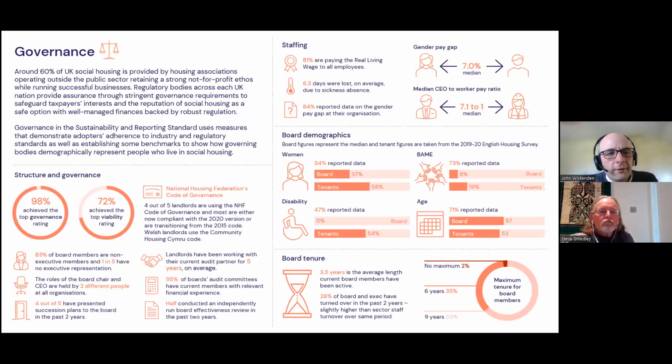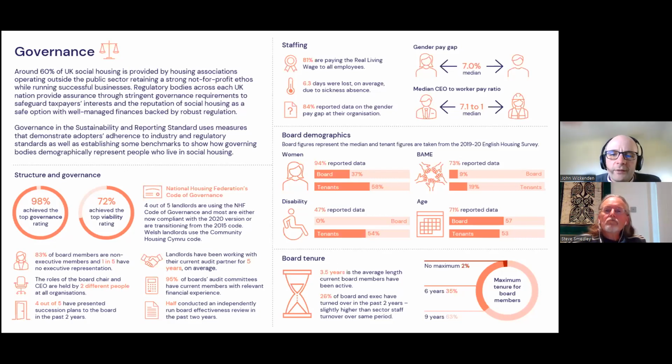So the last part is looking at governance. There's the gender pay gap and the median CEO to worker pay ratio. I think compared to the private sector, the commercial sector, those figures are better. CEO pay is obviously quite different in social housing to what it is in financial institutions, even compared to some government institutions as well.